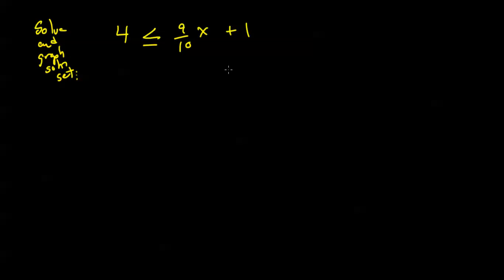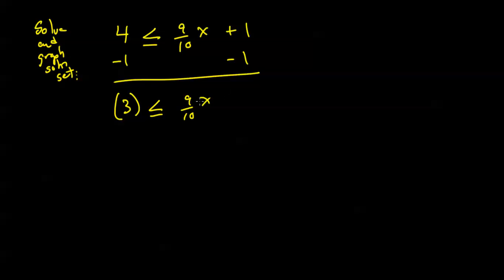Alright, there's a number of ways to go about this. I would probably subtract 1 from each piece. I'll get 3 is less than or equal to 9/10 x. Once I subtract 1 from both sides, clearly I'm going to want to get rid of these fractions. I'm going to multiply both sides through by positive 10. Everybody agree? The 10s will cross cancel on the right, and I'll get 9x on the right is greater than 30 on the left.